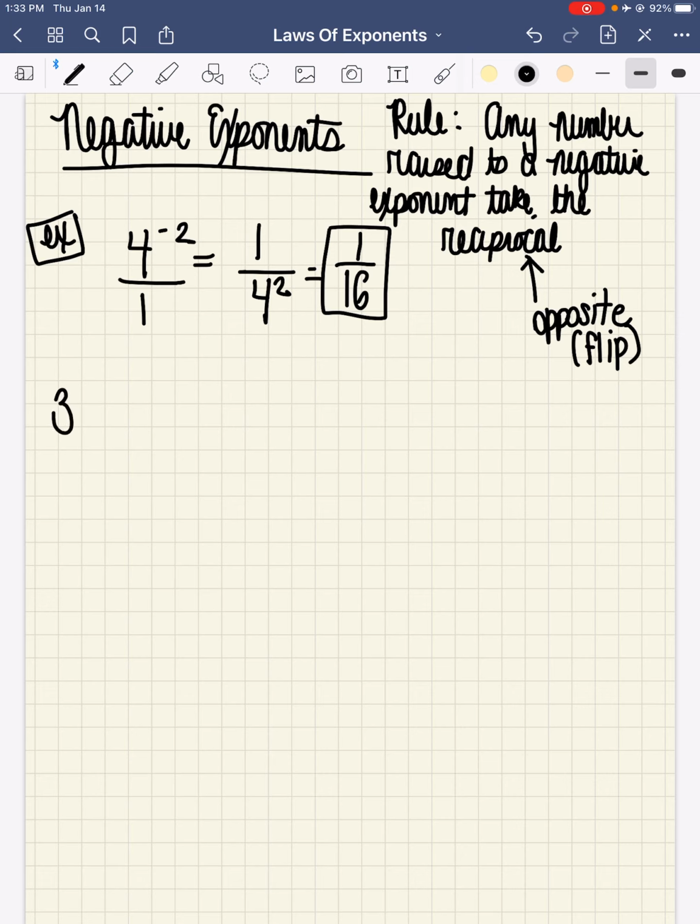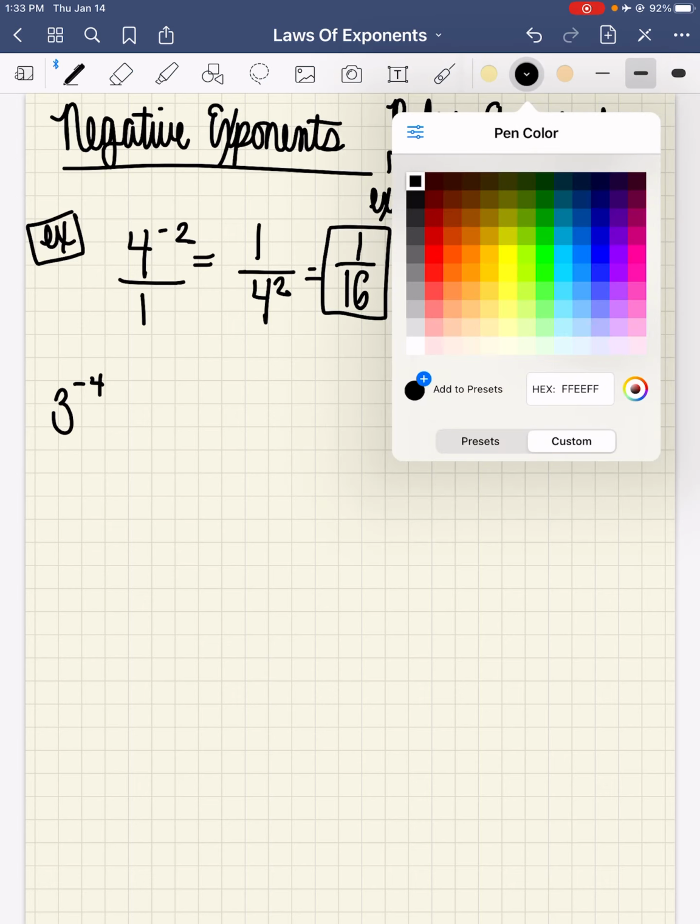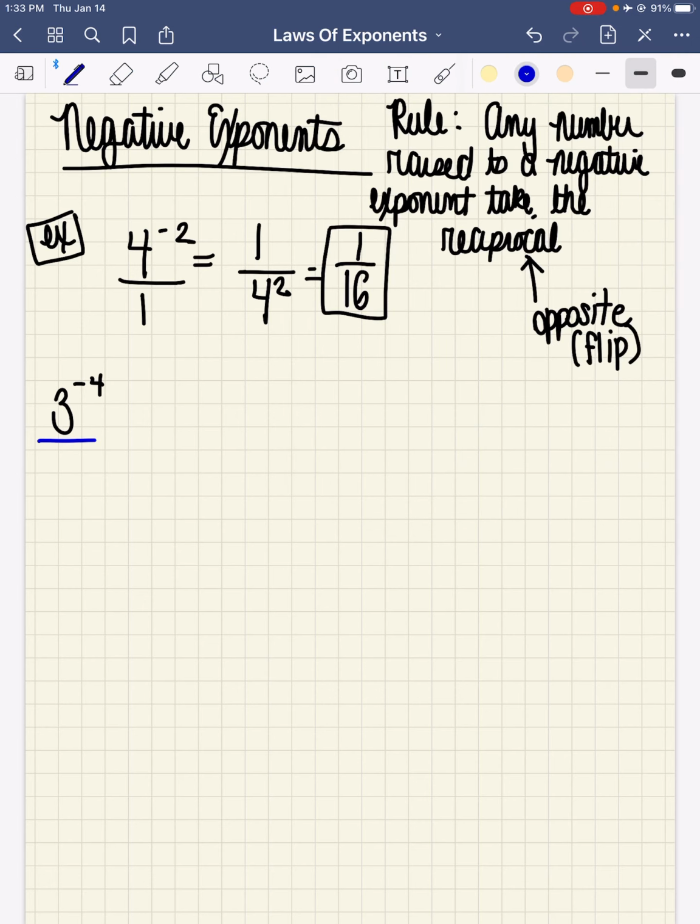You're probably still like, what is she talking about? So this would be the way I would write this if I wanted to write it as a fraction: I would add a 1 underneath here. Since it is negative and I want to get rid of the negative, I'm going to flip. So it's going to become 1 over 3 to the 4th power. I'm going to solve that, and it's just going to give me 1 over 81.